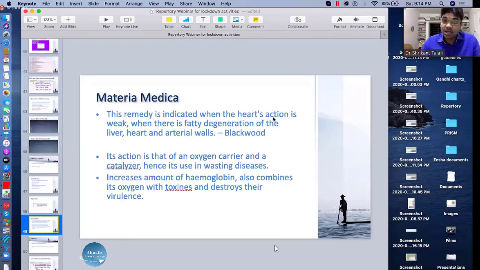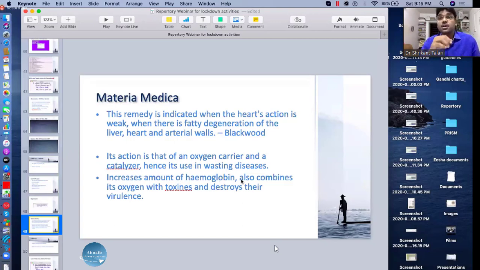This remedy is indicated in heart's action. See, the main principal affection in this, that everybody was saying, is that even though it is paralysis, the heart is affected. Where there is fatty degeneration of liver, heart and arterial walls, cerebral stenosis, atherosclerosis. Now this is very interesting. Then it says its action is as an oxygen carrier. This is exactly what the patient was going through. Her oxygen would drop immediately as soon as you remove it, and it acts as a catalyzer. It increases the amount of hemoglobin.